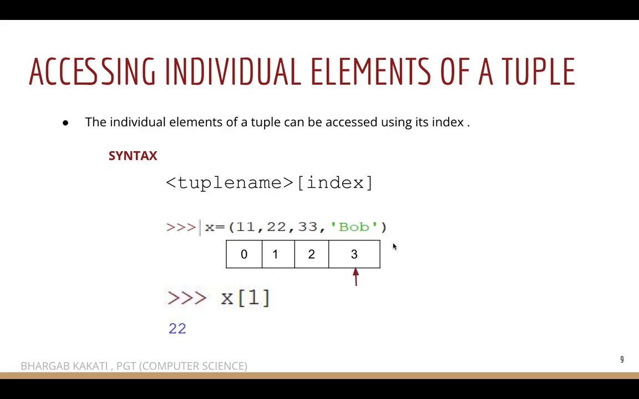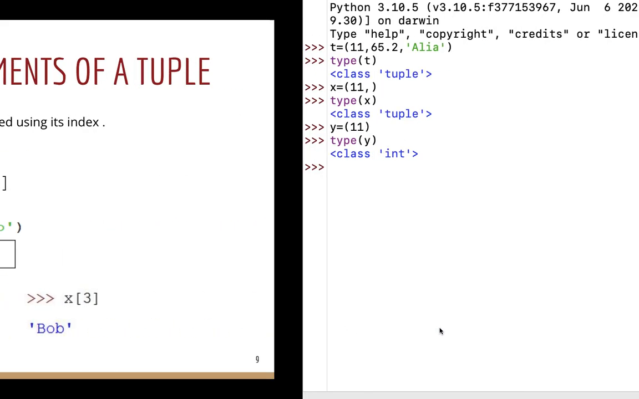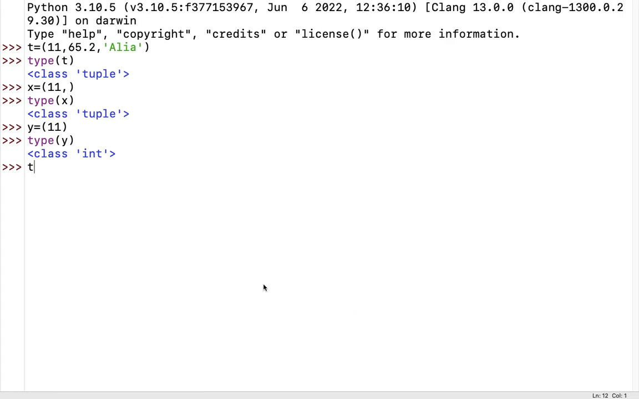Now can you say how I can access Bob? You just have to look at the index at which Bob is located. Bob is located at index 3. So if I type x[3], it will give me the value Bob. Let me quickly show it to you. So we have this tuple t. If I give, let's say, t[2], it's showing me Alia. If I give t[0], it will give me 11.